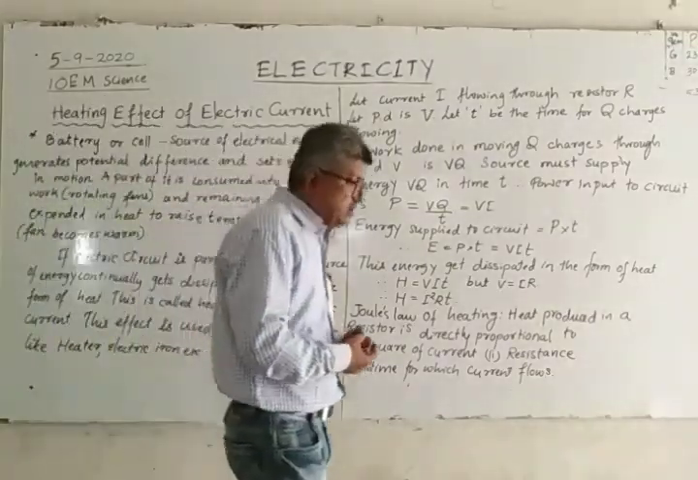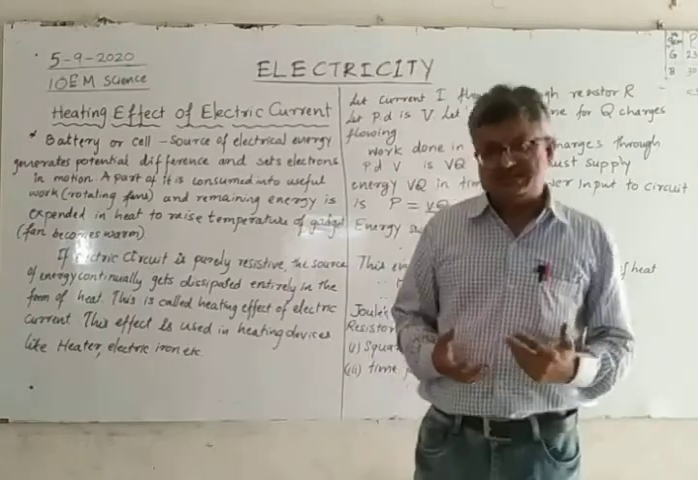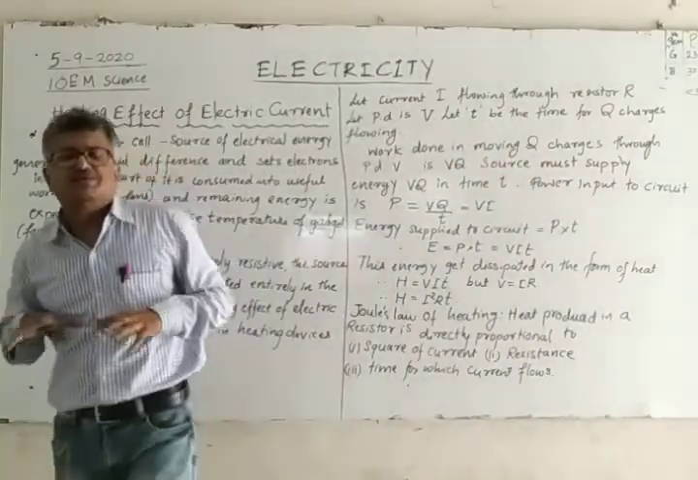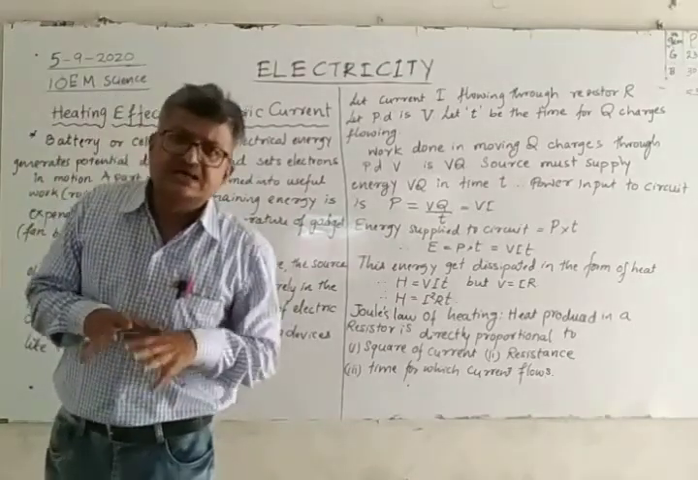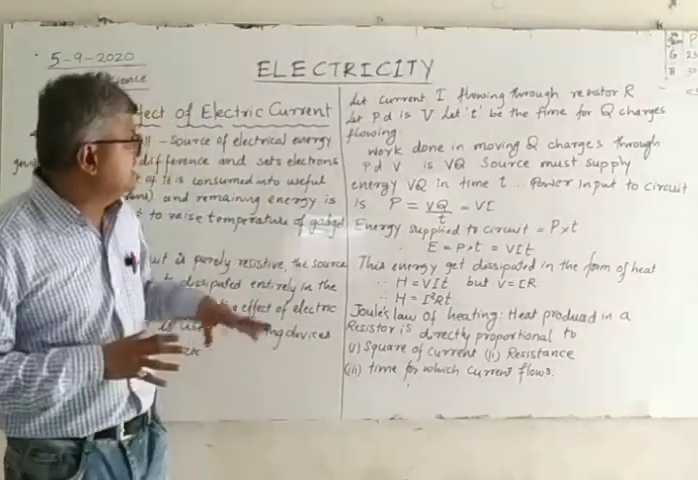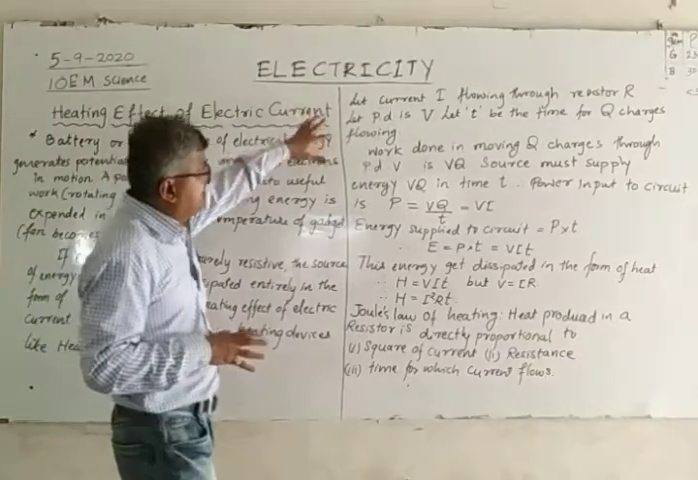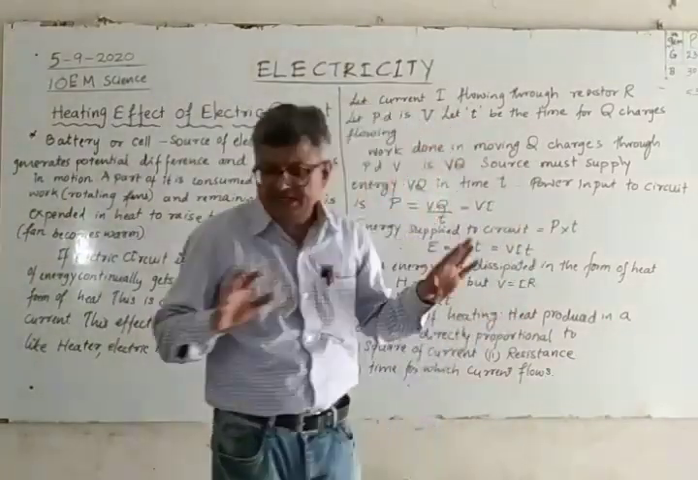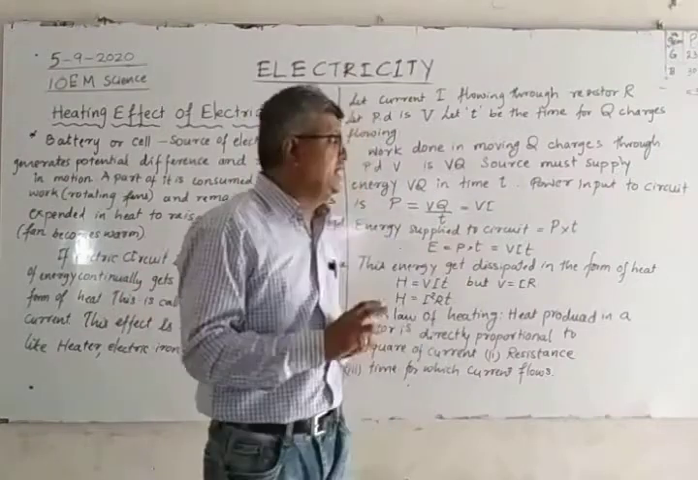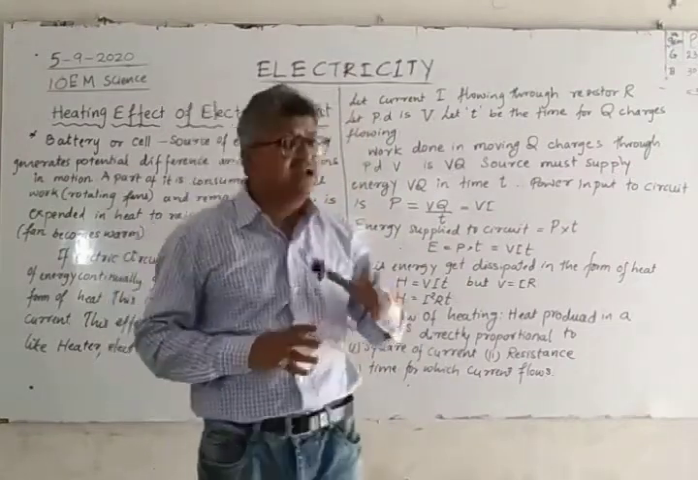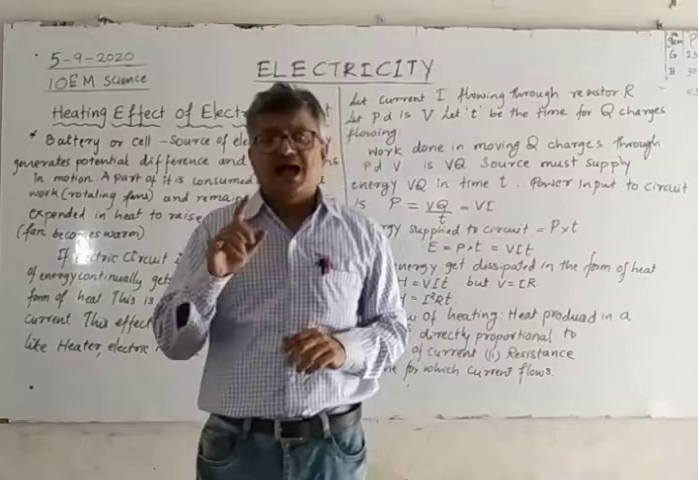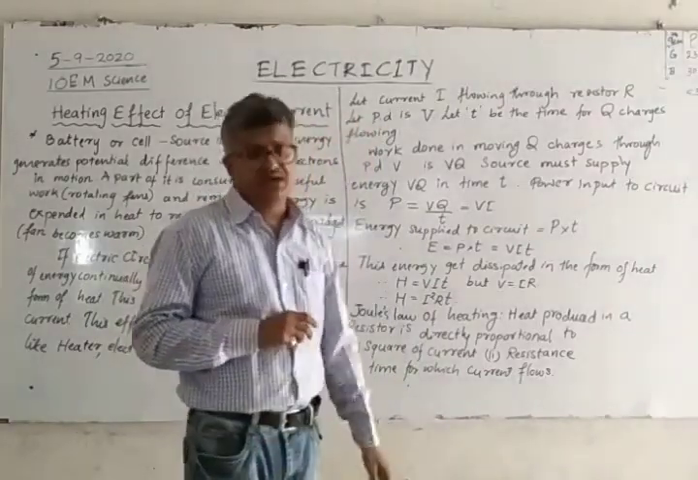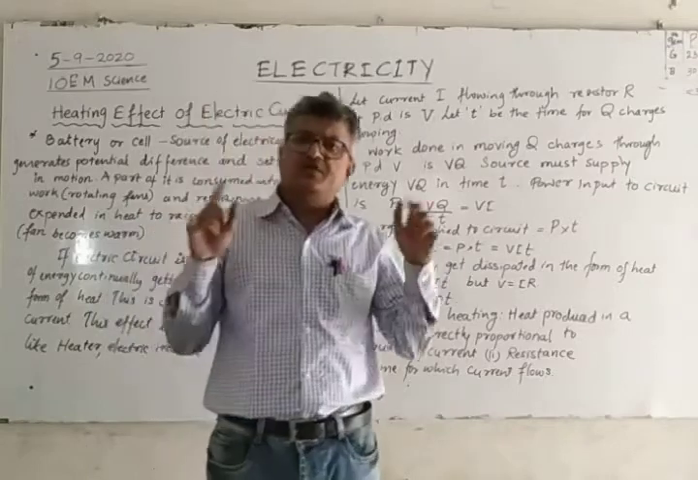So we can derive an equation or a formula to calculate how much heat is produced in a given resistor. Let current I flow through a resistor R. Let us take a resistor through which current is flowing, indicated by I, and let the potential difference be V. Current will not flow without the potential difference.